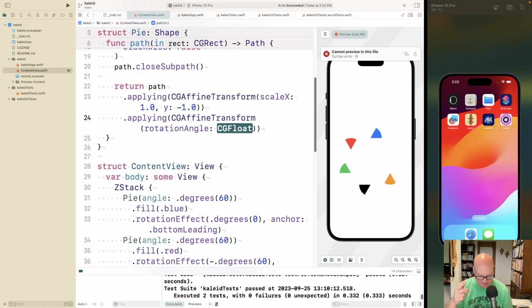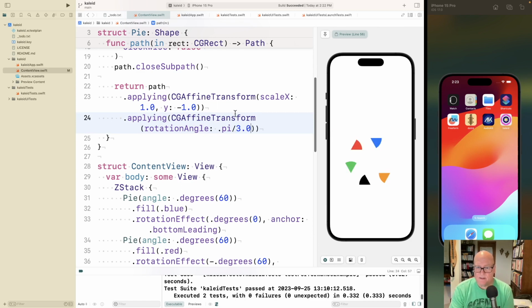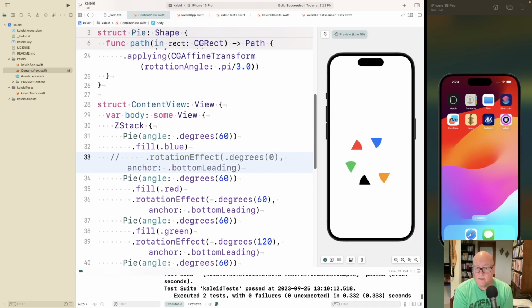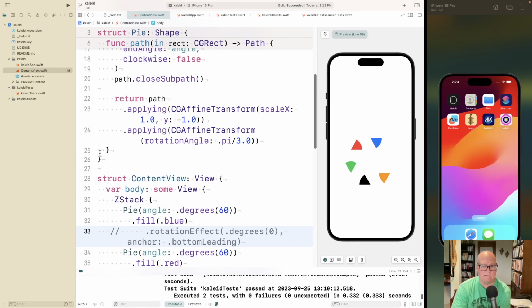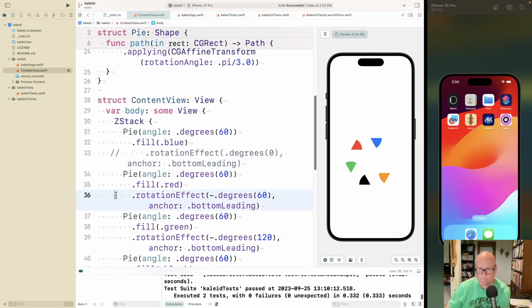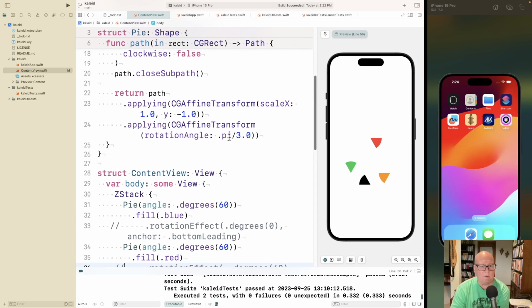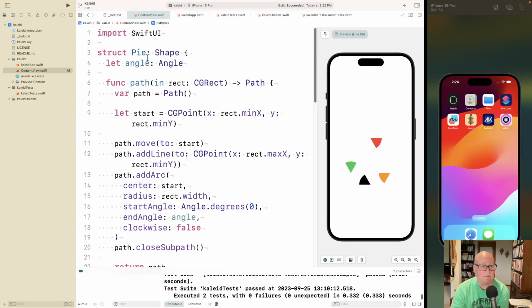60 degrees is 2 pi over 6, which is pi over 3, right? Well, that's doing something. Okay, and then this comes off. Yeah, somehow. Well, this one now, I'm rotating them all the same amount rather than by that. So let's pass in something for that.